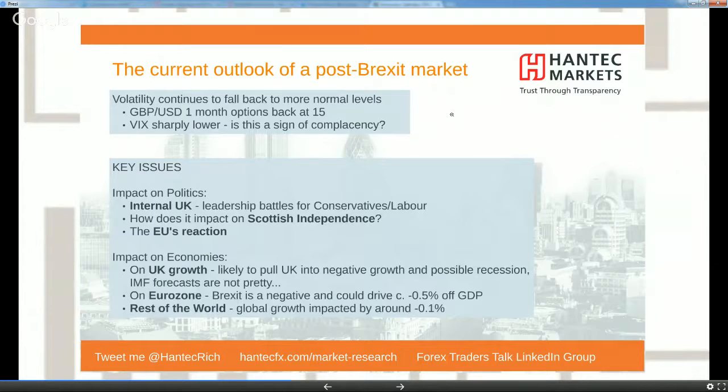Rest of the world, I had read that Brexit could drive down global growth by around 0.1%, but it doesn't sound like a lot, does it? But certainly across the whole context of the world, that probably is quite sizable.